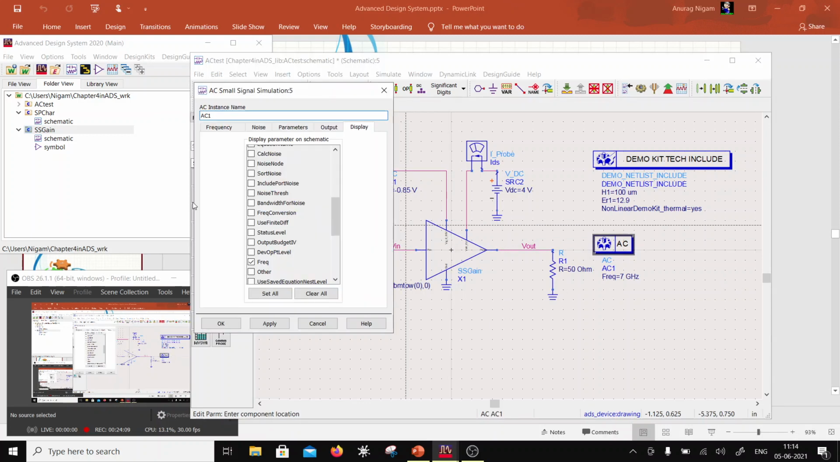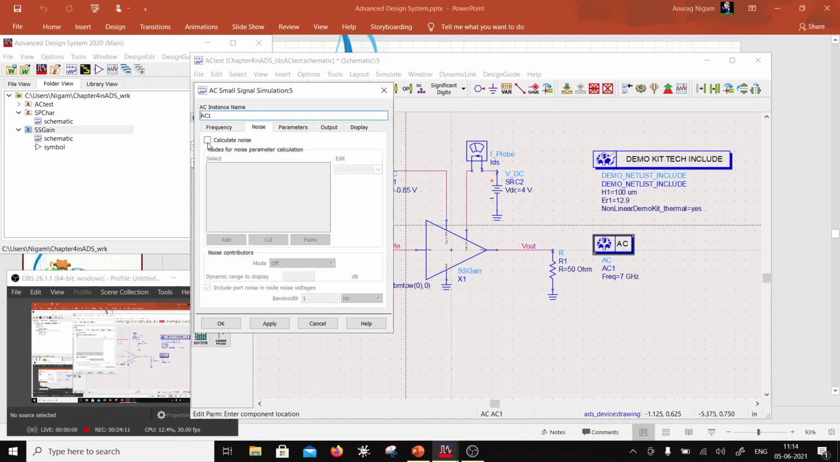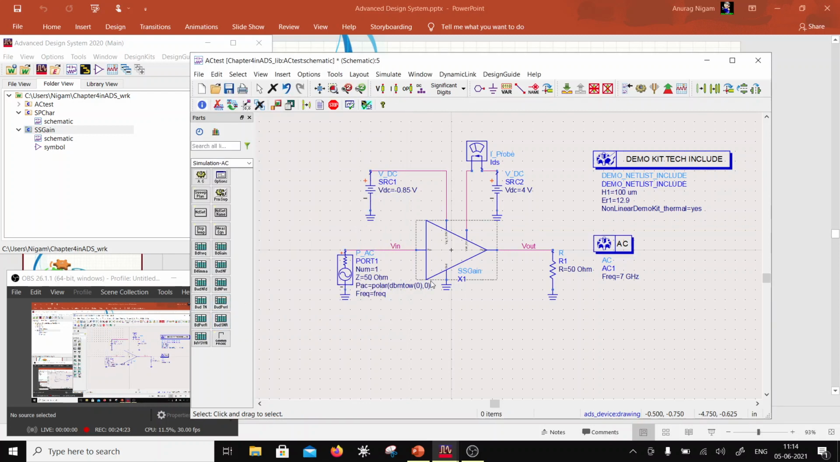Okay, and also in the controller I can go to noise and say calculate noise, and here I can add V out and I can add V in. So I'm going to compute noise at these two pins. Say OK. So I'm ready for AC simulations. I can do one more thing.